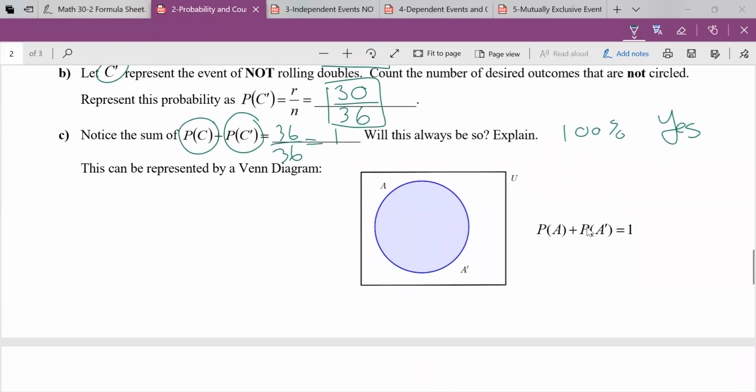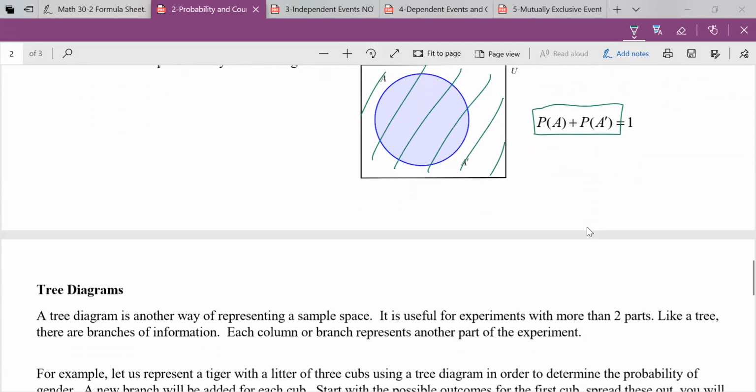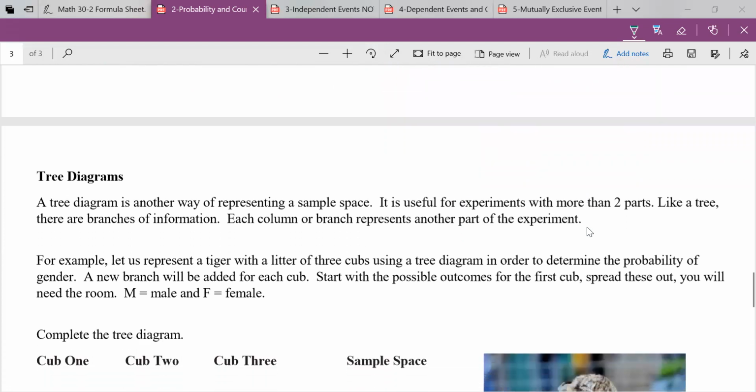So if I was looking at this Venn diagram, with event A and A prime, the complement of A, and I added these two things together, guess what? I'm going to get the entire universe, aren't I? So yes, a complement and the associated event must always give us 100% of our outcomes.